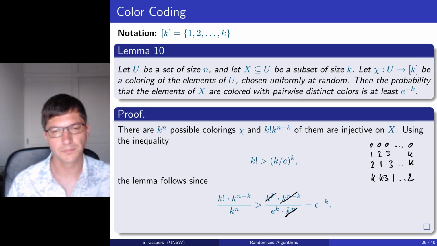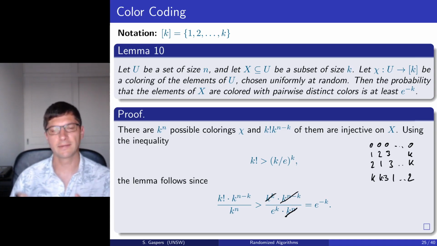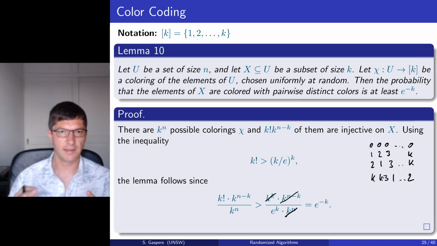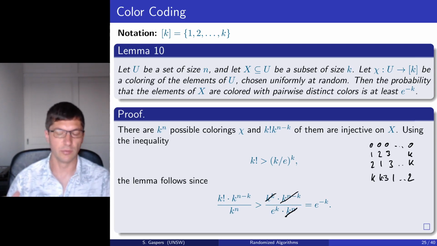Okay, so if we now think of U as the vertex set and of X as the vertices of our path, then this lemma tells us that if we randomly color the vertex set with k colors, then with probability e to the power minus k, the path we are looking for has vertices with k different colors. We're not done yet, but at least this helps us.